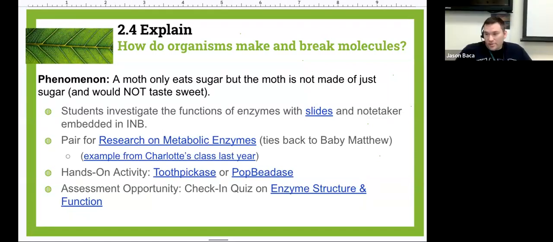Yeah, so if a moth only eats sugar, but the moth is not made of just sugar, would it not taste sweet? And they were like, yeah, it kind of throws them for a loop.